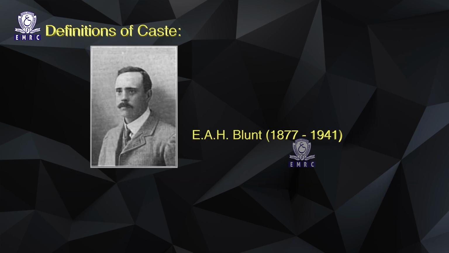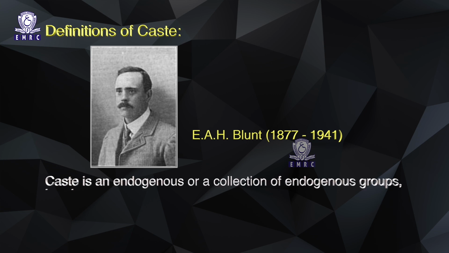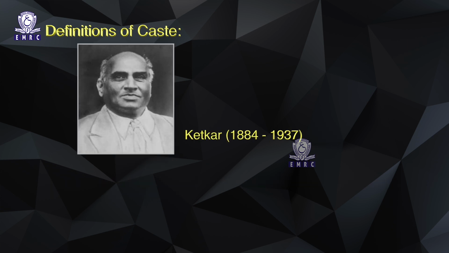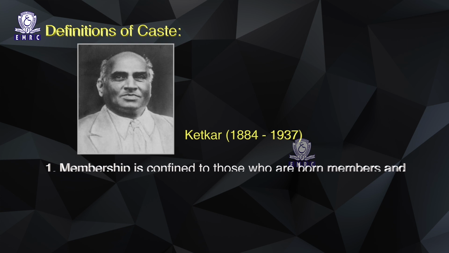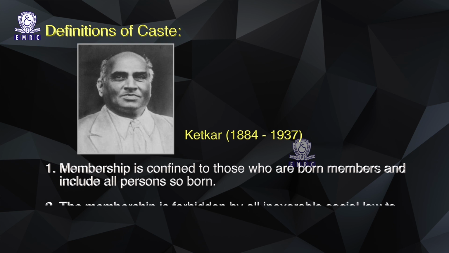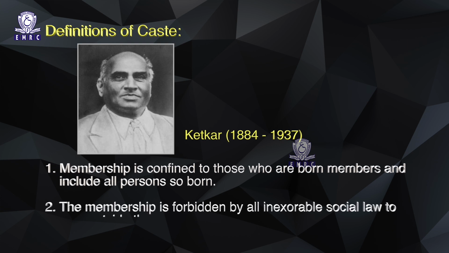E.A.H. Blunt defines caste as an endogamous group or a collection of endogamous groups bearing a common name. Ketkar defines a caste as a group having two characteristics. Firstly, membership is confined to those who are born members and includes all persons so born. Secondly, membership is forbidden by inexorable social law to men outside the group.